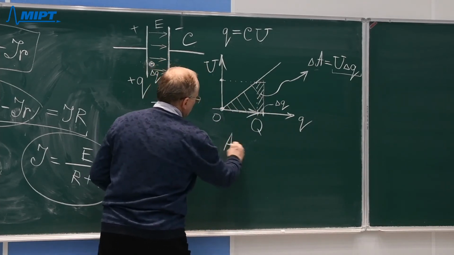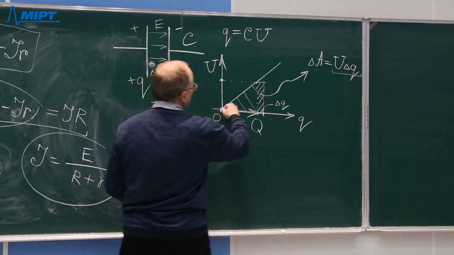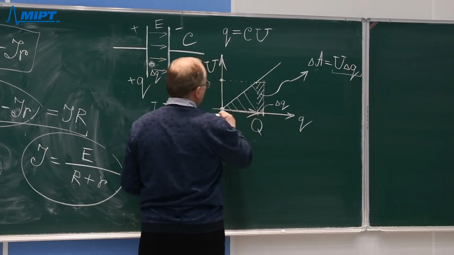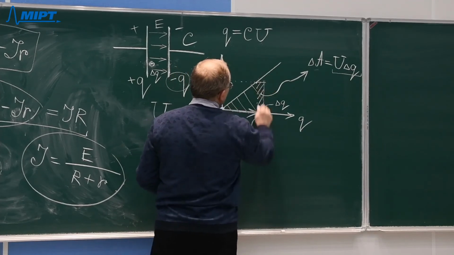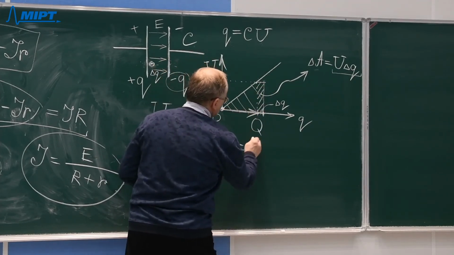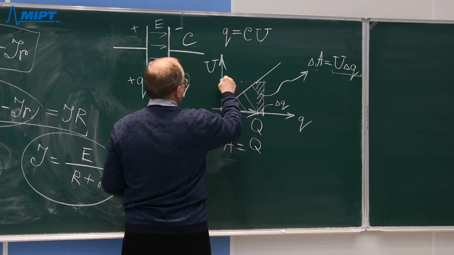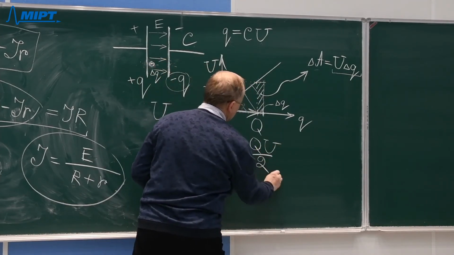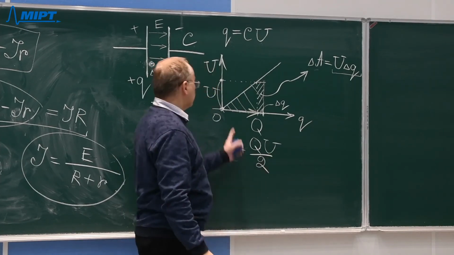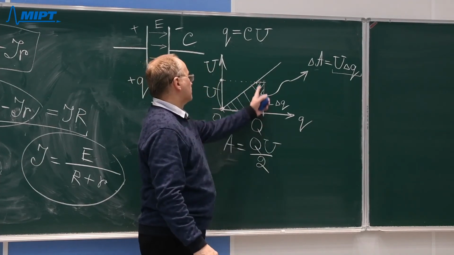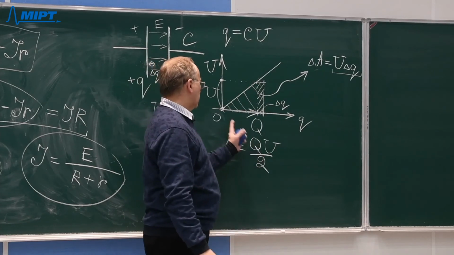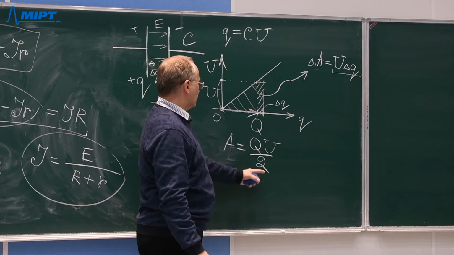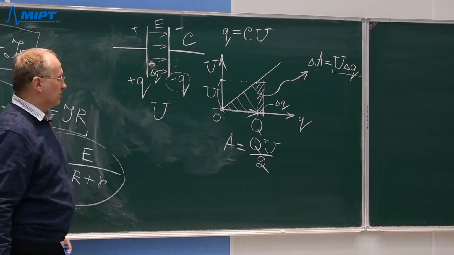So the total work produced for charging the capacitor will be given by the area of this triangle, and the area of the triangle will be given by the product of its legs, that is capital Q times the final potential difference, divided by 2. That is the work, that is the area of this right triangle: one leg of the triangle times another leg of the triangle over 2. That is just a geometrical formula.